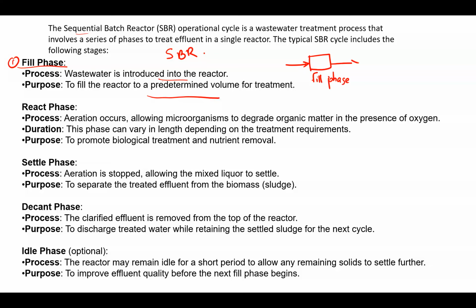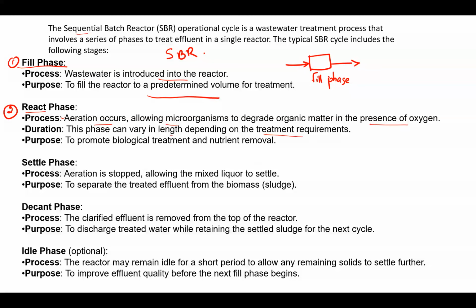Then the next phase is the react phase. In the react phase, aeration occurs, allowing microorganisms to degrade organic matter in the presence of oxygen. That is helped by the aeration that we are providing, so that oxygen is present and the microorganisms in the wastewater can degrade the organic matter. The react phase duration can vary depending on the treatment requirement.